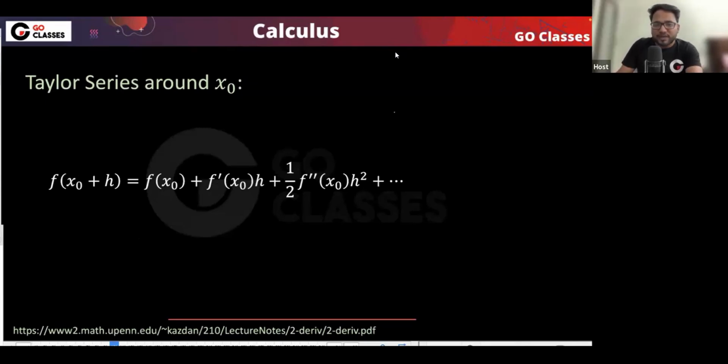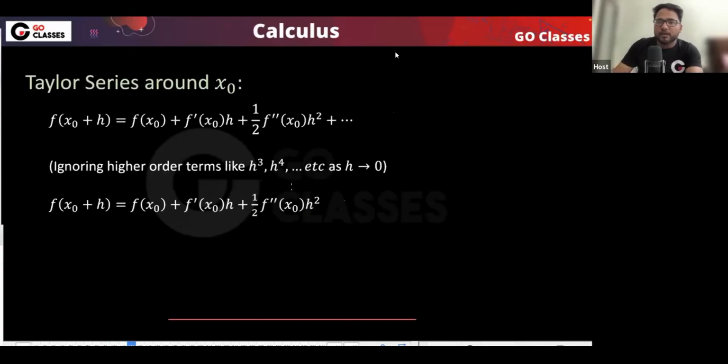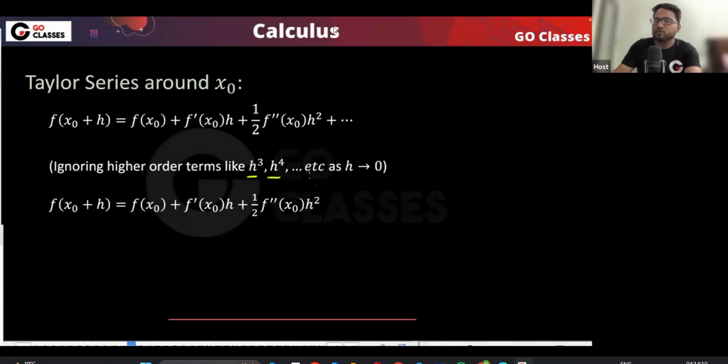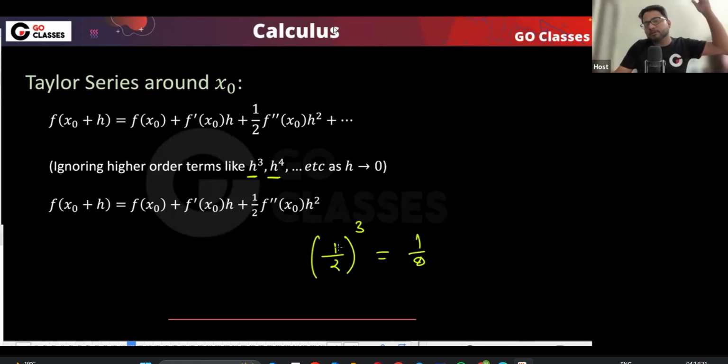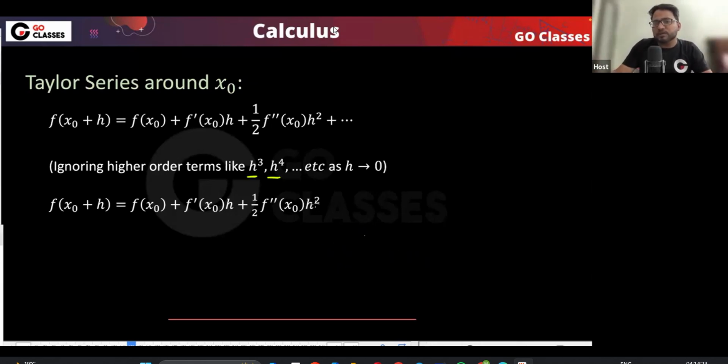In that case, if it is very near, these h cube, h power 4 terms may tend to 0. If h is tending to 0, then these terms are also very close to 0, because h cube is the third power of a fraction. If I consider h power 4, it is even closer to 0. If you talk about 1 by 2, and then 1 by 2 power 3, it is 1 by 8, which is very small compared to 1 by 2. So the more you increase the power, the value keeps decreasing. So if h is tending to 0, it is good practice to ignore all of this. It is a common practice actually. So I can have this as a Taylor series approximation.